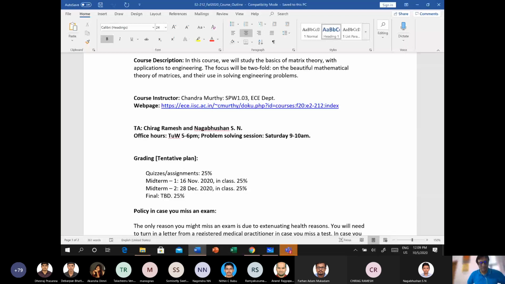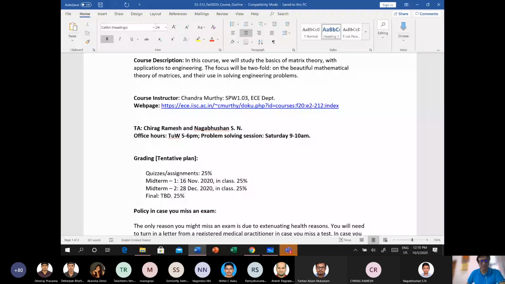And the two midterms and the final will all be worth 25% of your grade. Now, one thing I realize is that given the pandemic situation, it's necessary to plan for the possibility that some of you may fall sick, unfortunately, during the time which we have fixed for the exam. And so this is going to be my policy. I don't want to have re-exams.